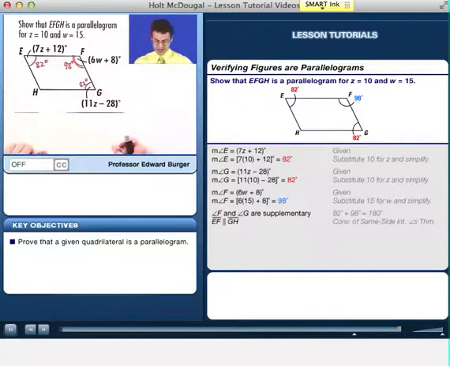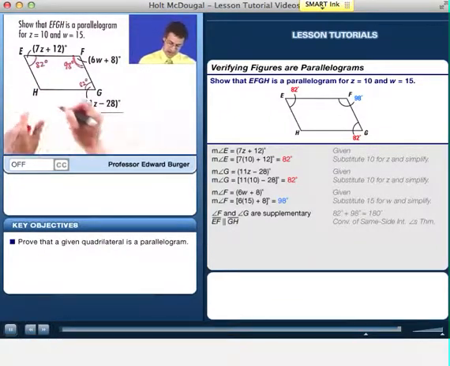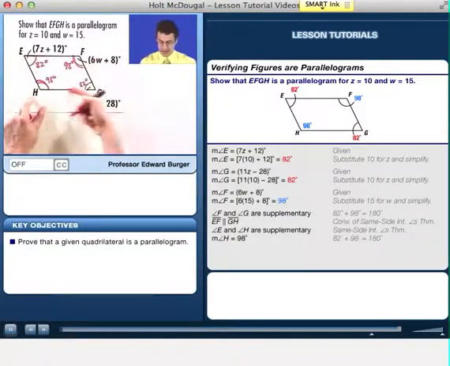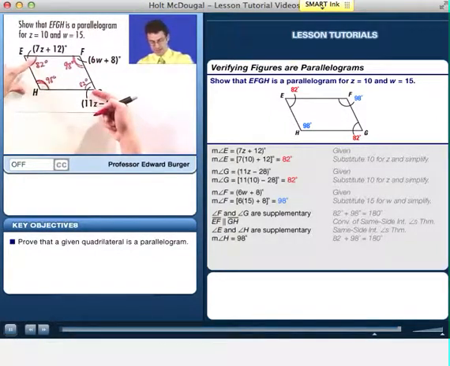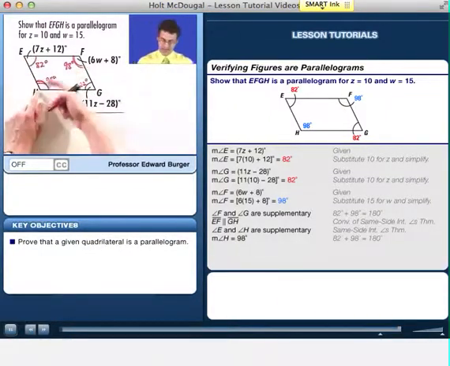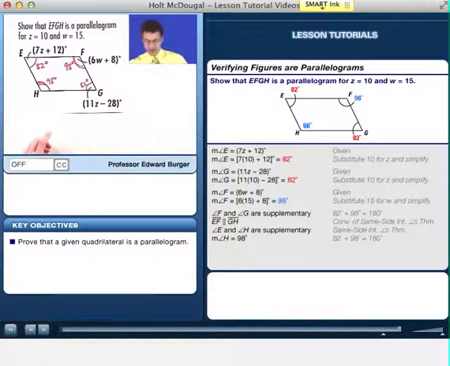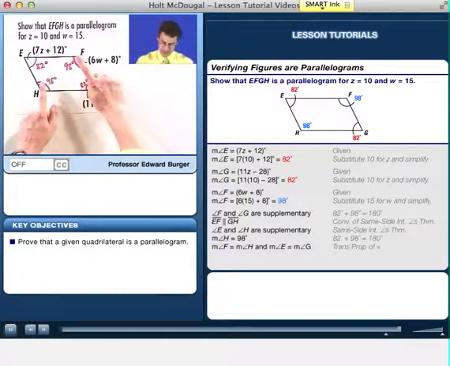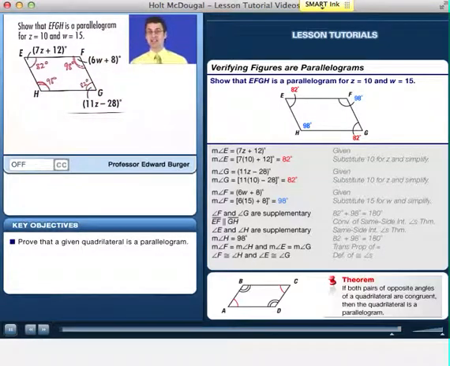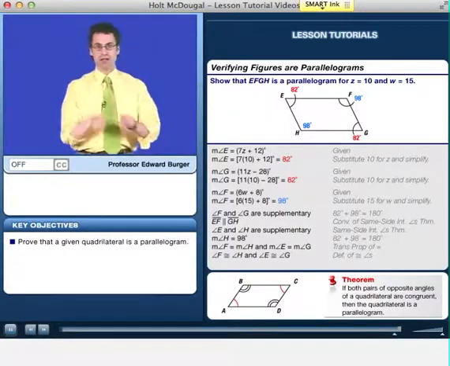So since these two sides are parallel, then, in fact, I know that since this is 82 degrees, then this angle here must be 98 as well. Why? Because I've got parallel lines. This is a transversal. If this is 82, then this has to be supplementary to 82. So that gives me that. Well, now I see that these opposite angles of this quadrilateral have equal measure. So these have the same measure, these have the same measure. These opposite angles are congruent, and so therefore it is a parallelogram.